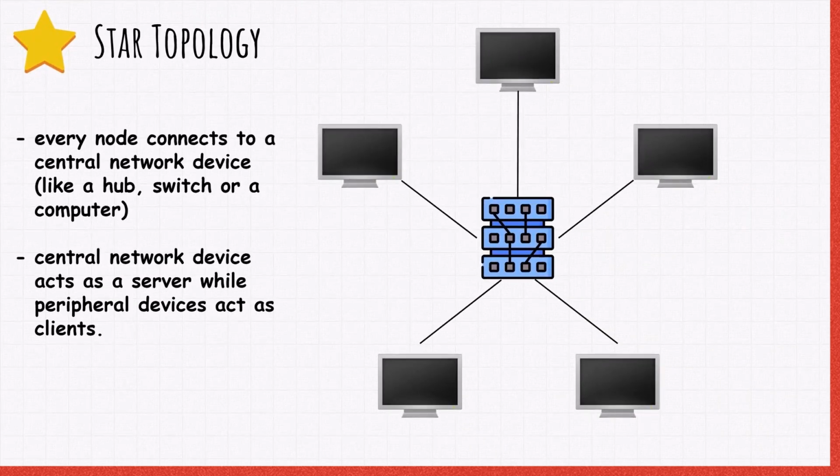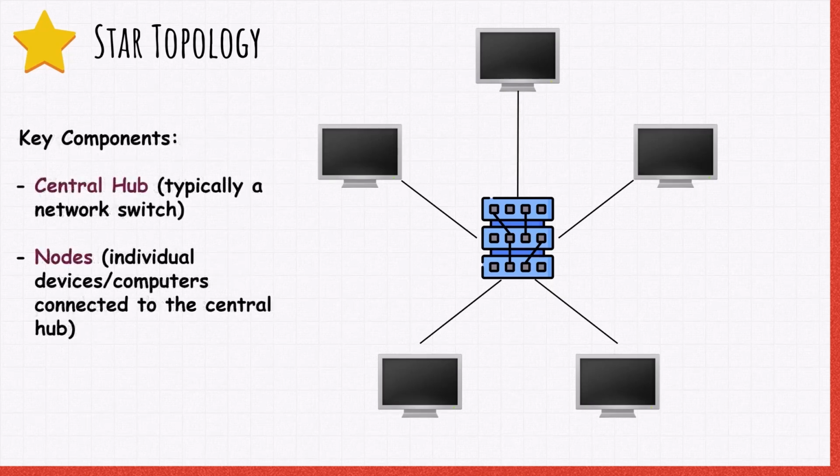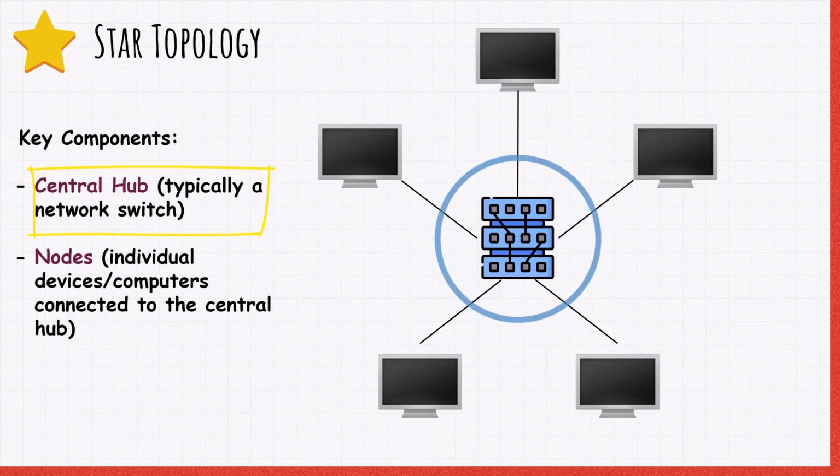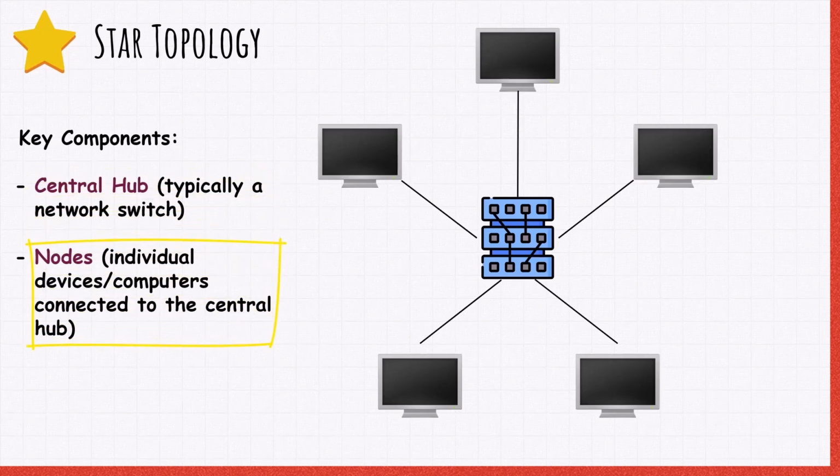Some of the key components of a star network include the central hub, which is typically, once again, a network switch, and it serves as the focal point of the network. It manages and controls the data traffic between connected devices. Another key component are nodes, which are individual devices or computers connected to the central hub. These can include things like computers, printers, servers, or any other networked device.